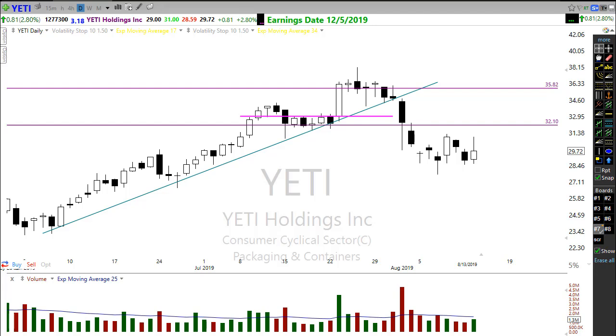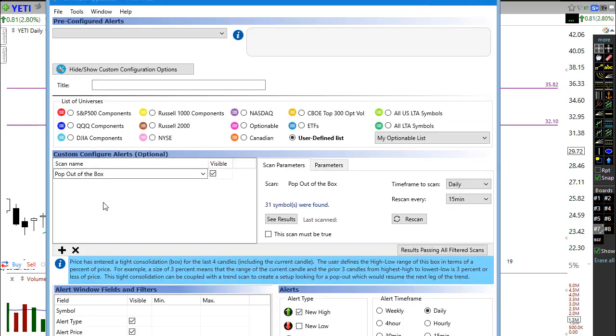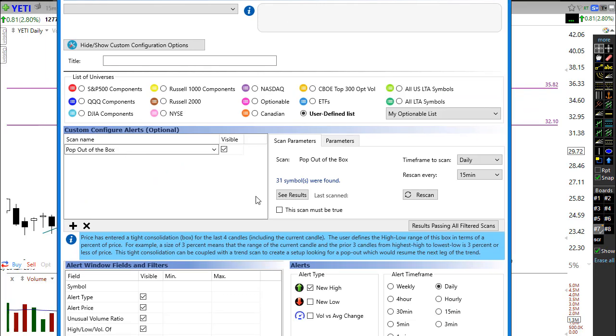Okay, and the LTA scanner, once you set up the scan, and really, I'm almost done with this scan. I have to give it a name. I've chosen my list. I have to pick out the time frame I'm going to scan. Notice it's showing 31 symbols right now.